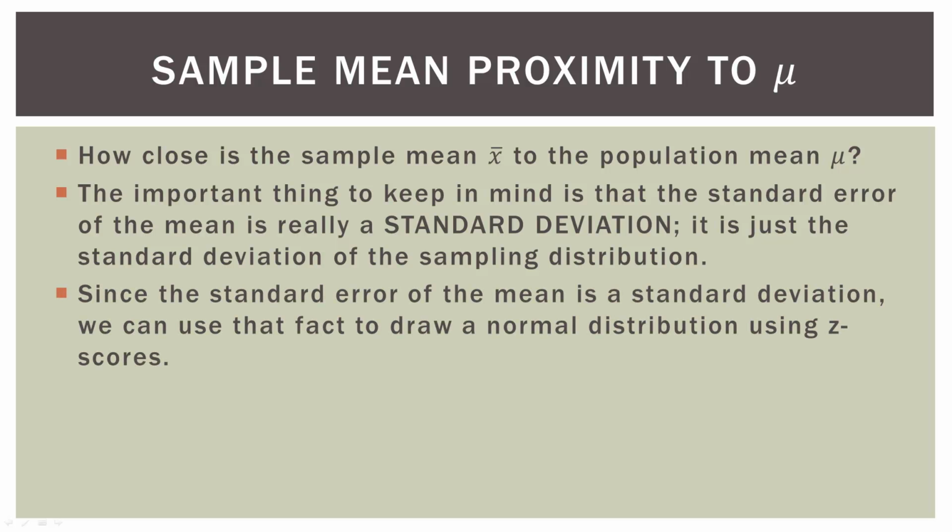Now, since the standard error of the mean is a standard deviation, like any other standard deviation, we can use that fact to draw a normal distribution using z-scores. I'll mention this later, but it's very important to point out that we can only use z-scores if we know the population standard deviation, which in this case we do. If we do not know the population standard deviation, then we use t-scores, or the t-distribution, which I'm sure you've probably heard of. But in this video, that does not apply. We know the population standard deviation, it's 150, so we're going to be using the z-scores.